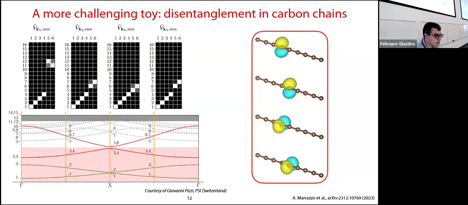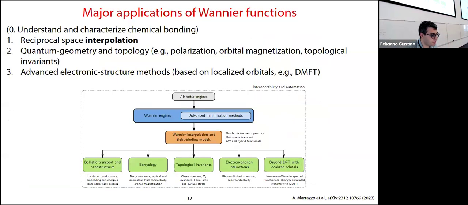Okay, so this is a toy model if you want, but it's useful because you can visualize what is actually happening under the hood when you invoke the disentanglement procedure, when you invoke the maximal localization.